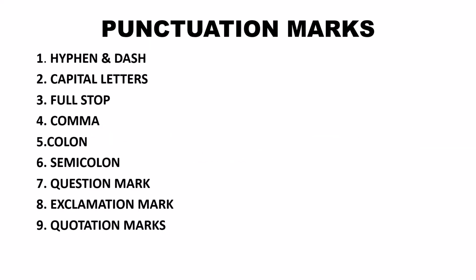So there are so many punctuation marks. For today's class, I'm going to discuss these 9 punctuation marks, students. The first one is hyphen and dash, which is not given in your textbook, but I have added to your list. Then we talk about capital letters, then full stop, comma, colon, semicolon, question mark, exclamation mark, and then quotation marks. These are the few punctuation marks I'm going to discuss today, students.